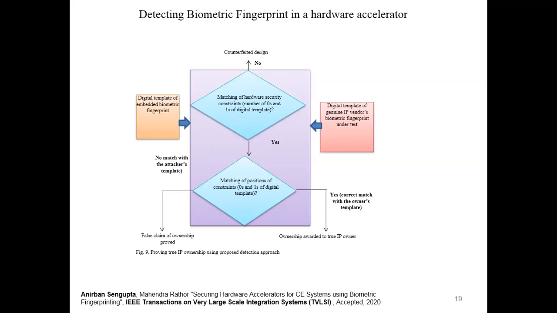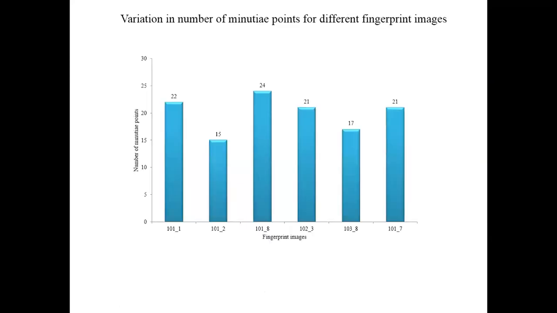Next slide, please. So in this graph, what we see is that there is a variation in the minutiae points for different fingerprint images. This is obvious because not everybody will have the same number of minutiae points generated from the images of the fingerprint. So different fingerprints have the capability to generate different minutiae points. Next slide.